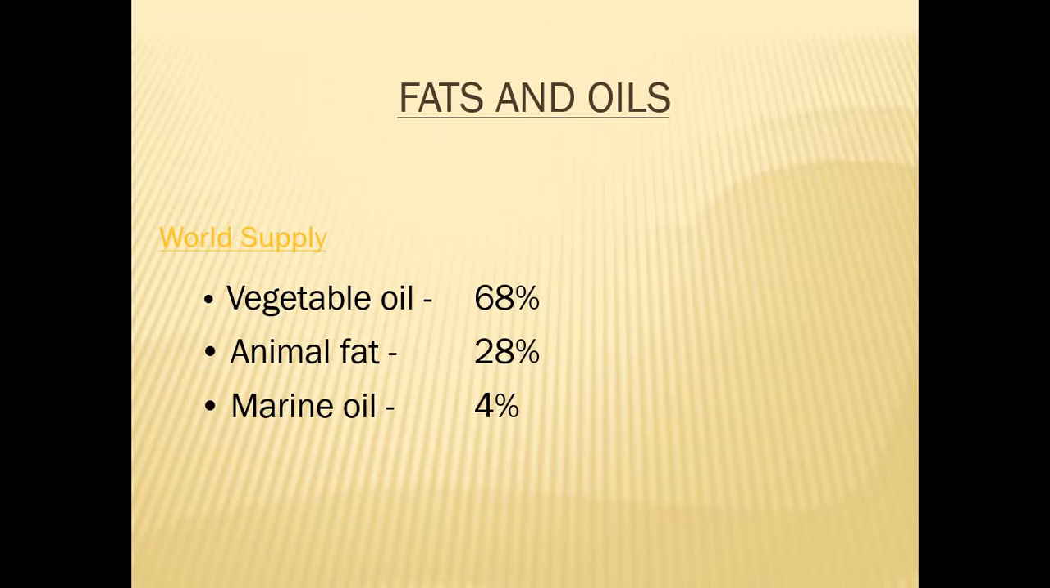Then these are the vegetable oils, the seed oils we use: sunflower oil, canola oil, olive oil, etc. Then we use animal fat, the fat which is present in meat.